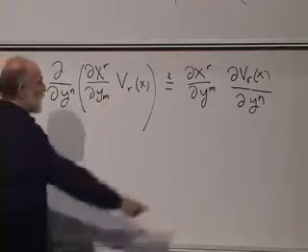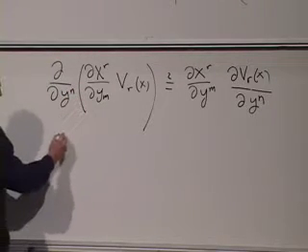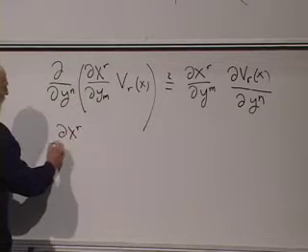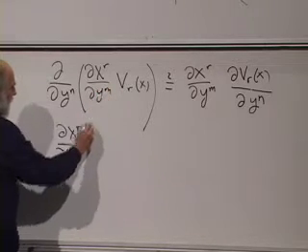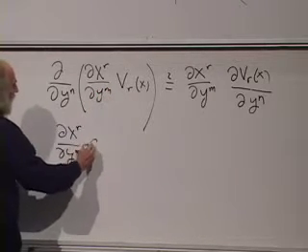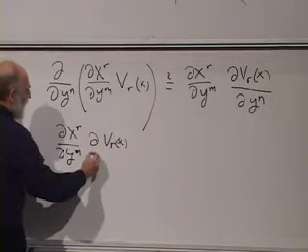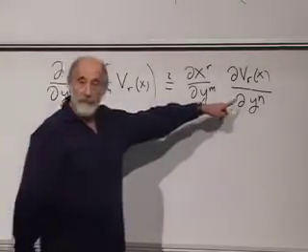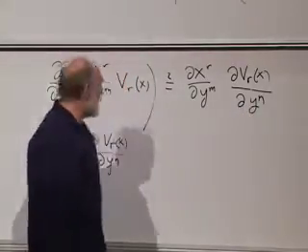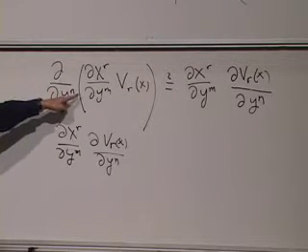That will give me a term which looks exactly like this. It'll give me the term dxr by dym times dVr of x with respect to yn. That's exactly what I have here. Looks good. But it's not good because it's only one of the terms when I take the derivative here.